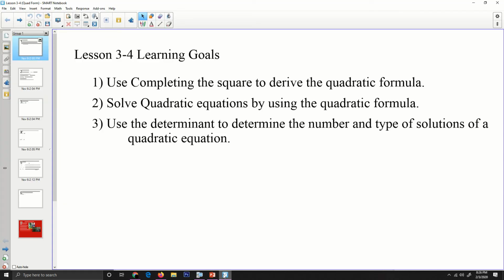Today we're going to use completing the square to derive the quadratic formula. We're going to solve quadratic equations using the quadratic formula, and we're going to use the discriminant to determine the number and type of solutions to a quadratic equation.